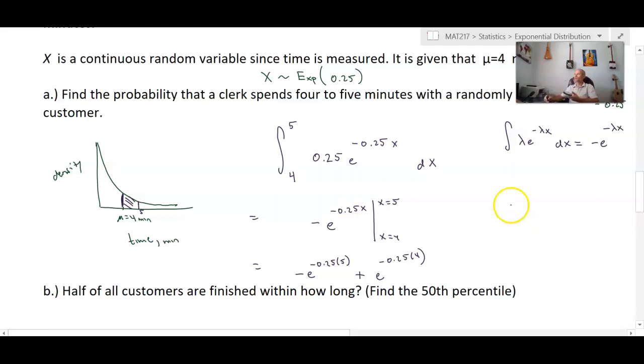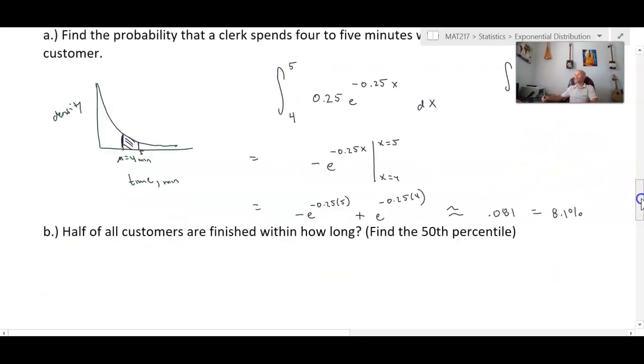And that comes out to approximately 0.081, which is 8.1%. So there's about an 8% chance that the clerk spends 4 to 5 minutes with a randomly selected customer. So not a high likelihood. That's kind of a long time, but about 1 in every 10 roughly, about 8 in every 100 customers will be there for 4 to 5 minutes.